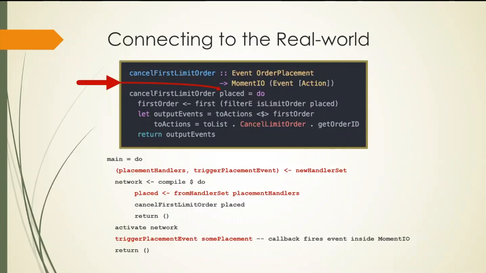In the sense that a handler is a callback that just takes a value and fires that value for you inside your moment IO moment. So here, this trigger placement event function is a callback. You call it, you're going to fire an event. Just give it a variable, some order placement that I place on the exchange. Looking at the bottom red line, in the beginning, before I compile my event network, I create an event set, and I tell my event network to listen to that. So this from handler set just says, every time somebody calls this callback, fire an event inside the moment IO.